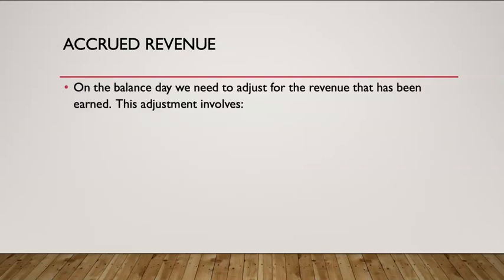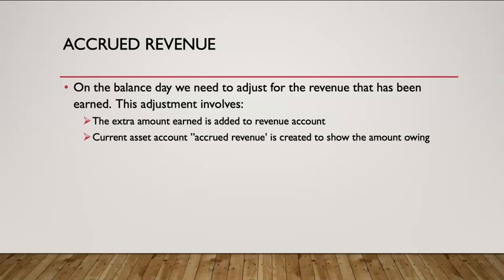Let's go through an example. So let's explain the adjustment. So on the balance day, we need to adjust for the revenue that has been earned. This involves two aspects because it's two-fold effect of accounting. Firstly, we're going to have to add the extra amount earned to the revenue account. And secondly, we're going to have to create a current asset, as we mentioned, called accrued revenue to show the amount owing. And it won't be called just accrued revenue because it will say accrued and then what type of revenue has been accrued. So it might be accrued interest revenue, accrued sales revenue, for example.